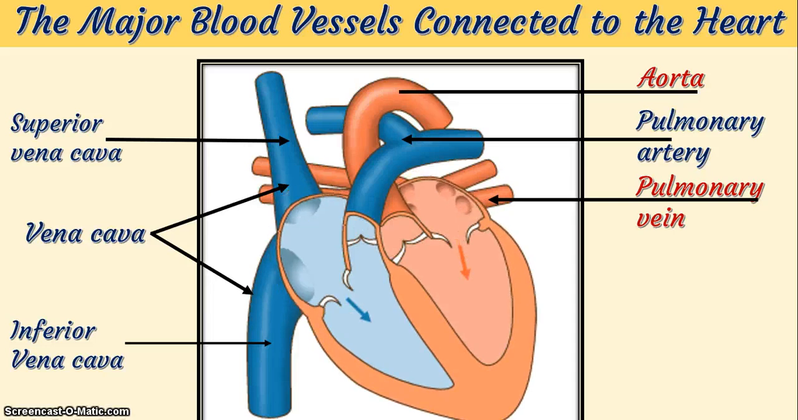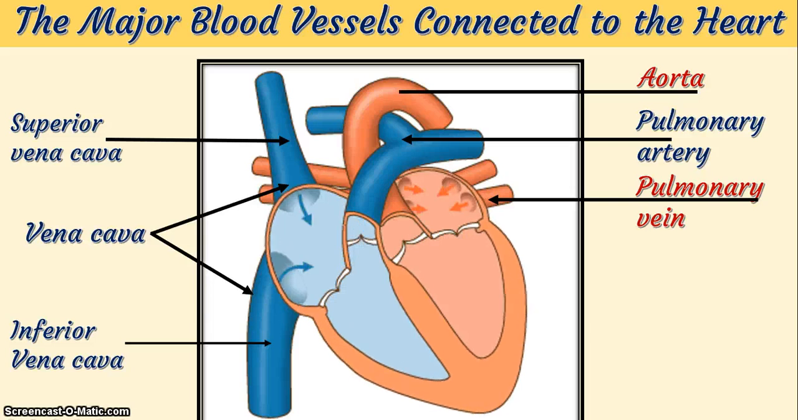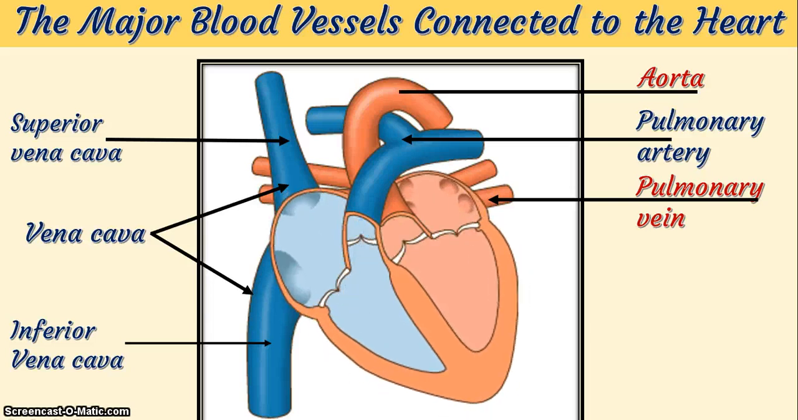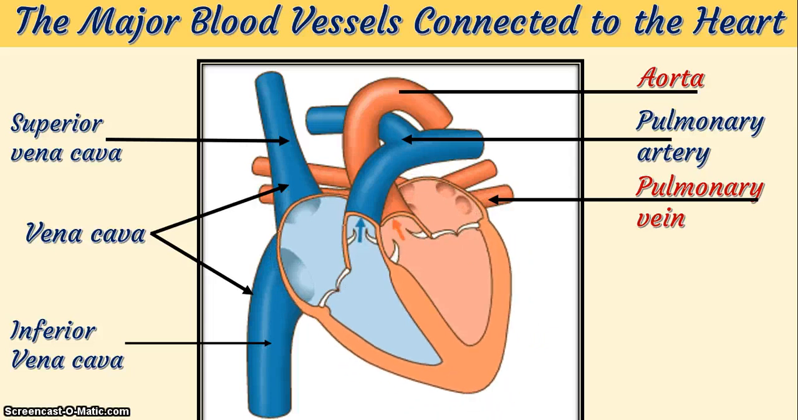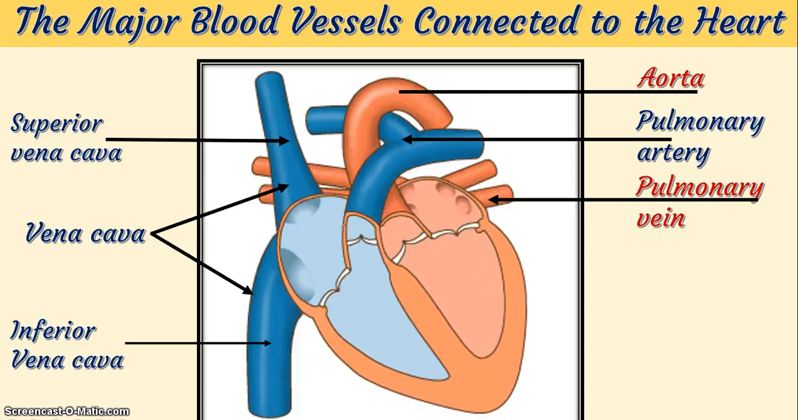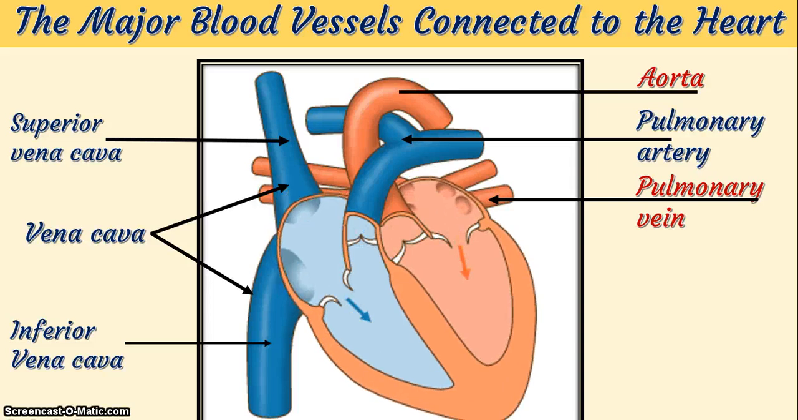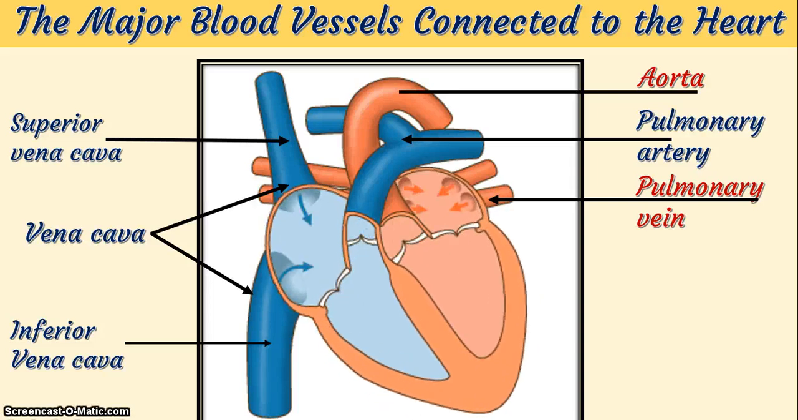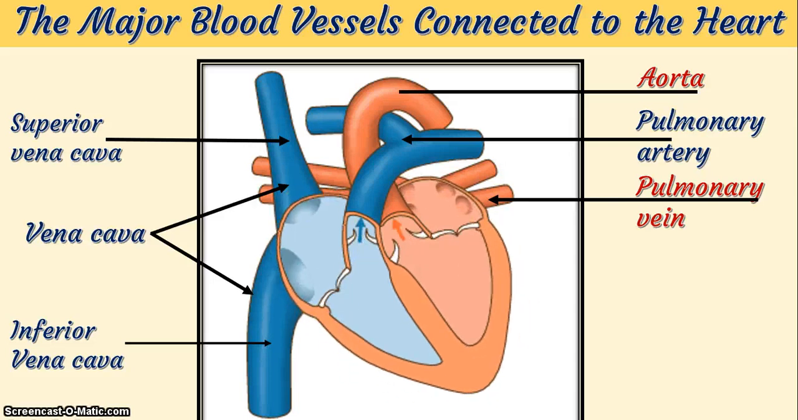The blood vessel connected to the tricuspid valve is the vena cava. The blood vessel connected to the pulmonary valve is the pulmonary artery. Take note of that. The blood vessel connected to the mitral valve is the pulmonary vein, and the blood vessel connected to the aortic valve is the aorta. Now you know. Let's move on.